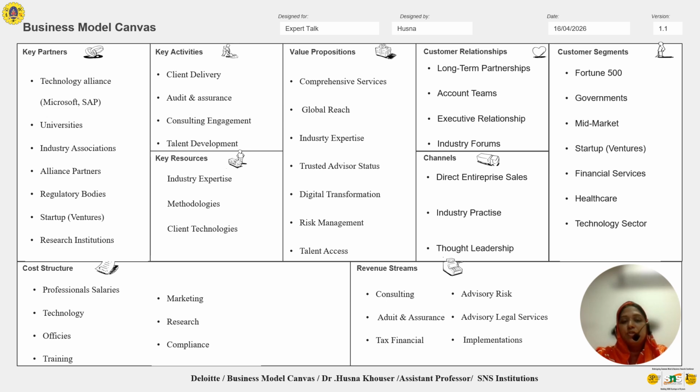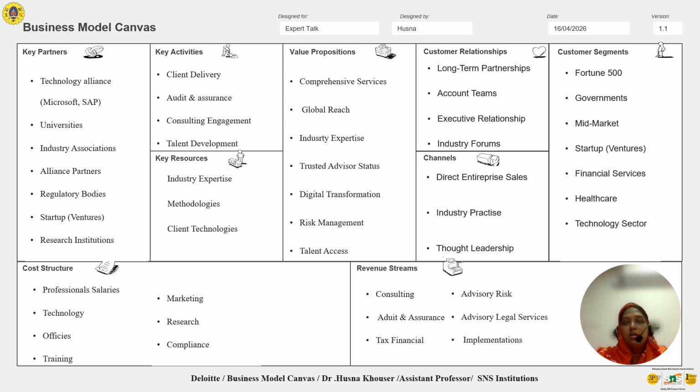Next we come to the cost structure. The cost structure includes employee salary, consulting, technologies, offices, training, marketing, all those things. So for example, if your startup, the cost may include hardware components, software development, cloud subscription, marketing. Always ask what the major expenses are.